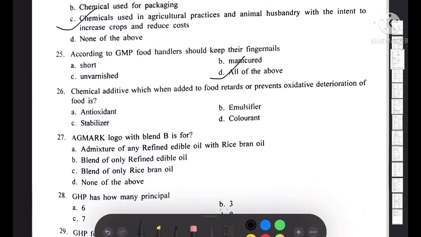Next, a chemical additive which when added to food retards or prevents oxidative deterioration of food is antioxidant, emulsifier, stabilizer, or colorant. A chemical additive which when added to food retards or prevents oxidative deterioration of food is known as antioxidants. Antioxidants are added to food to prevent the food from being degenerated by oxidative agents. The answer is A.